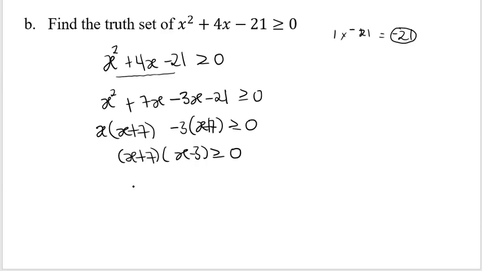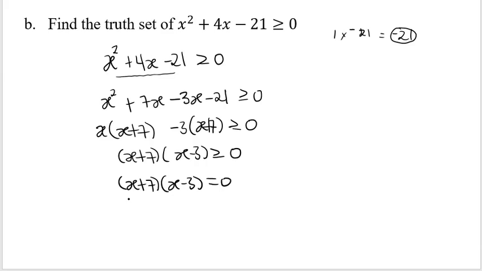Alright, now we just change it to an equation. So x plus 7, x minus 3 is equal to 0. We want to really find the true set of this. So at this point, we change the inequality sign to an equal sign. We solve for the values, then we try analyzing the values.